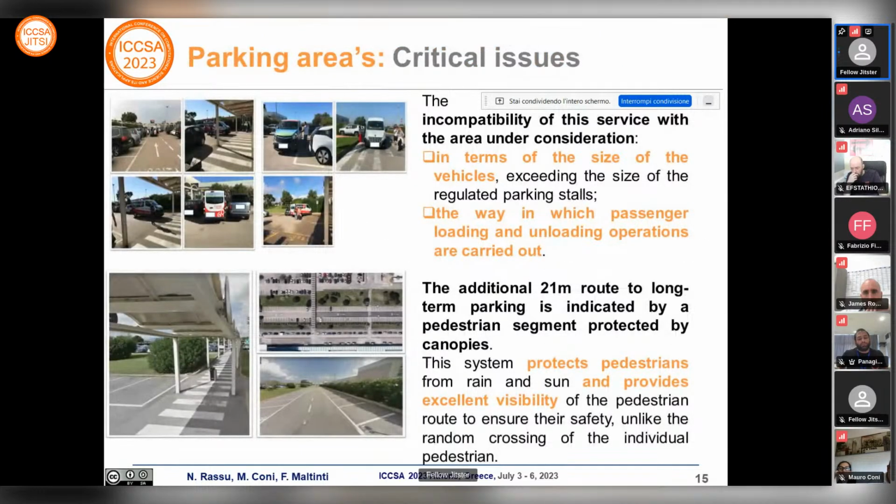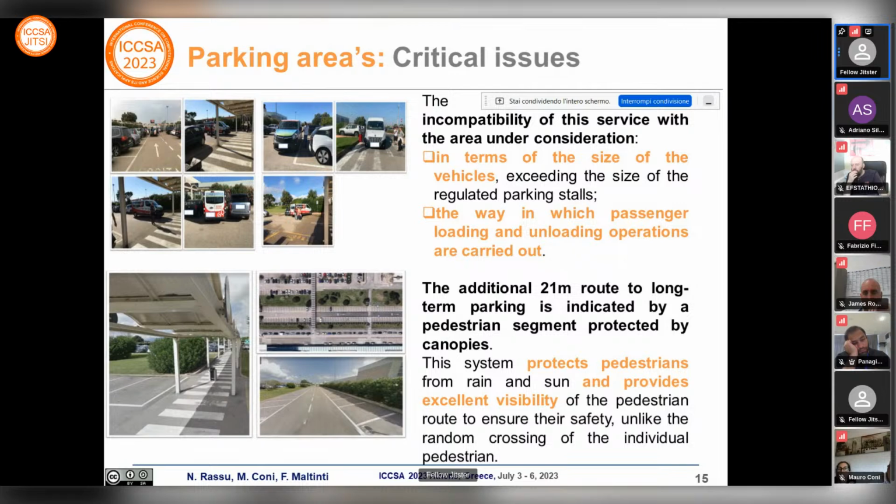The images highlight the incompatibility of this service with the area under consideration, both in terms of the size of the vehicles, for which those larger than 9 seats exceeding the size of a regular parking stall encroach on the traffic lanes, and the way in which passenger loading and unloading operations are carried out, often within the traffic lanes and/or in areas that are not permitted, with what this implies in terms of safety and traffic fluidity of private users.